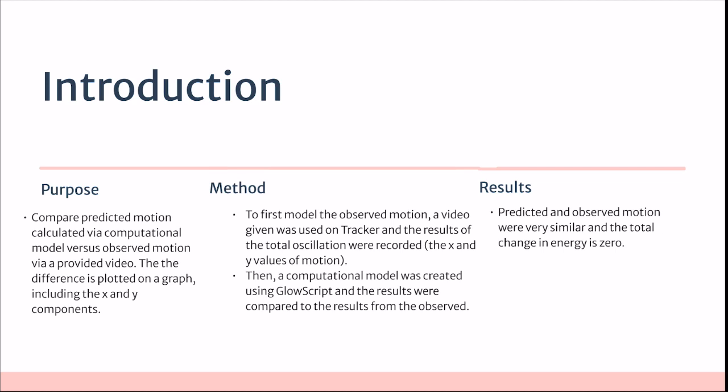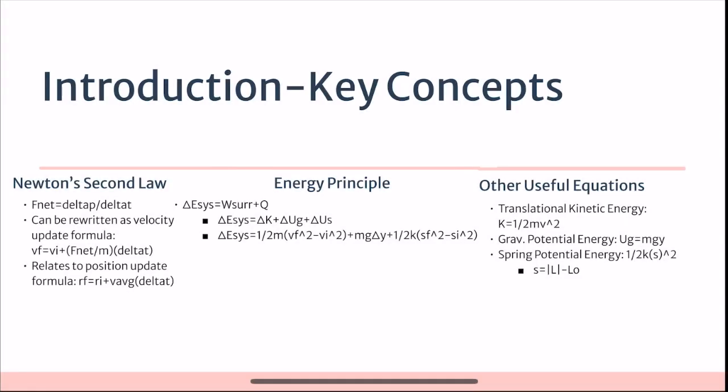To do this, we first modeled the observed motion using Tracker and a provided video, and the results of the total oscillation were recorded. And then we used a computational model via GlowScript and inputted our results from Tracker in order to graph them against each other. Our results showed that the predicted and observed motion were very similar and that the total change in energy was around 0.